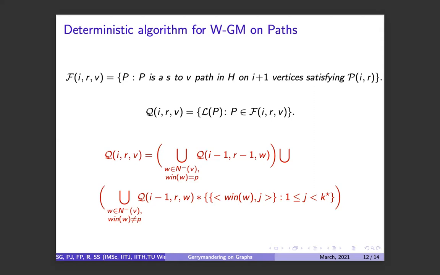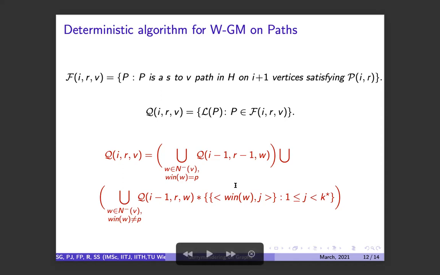Okay, so if there is an S-to-V path, then this must come to V via some in-neighbor of V, right? So we look at all the in-neighbors of V, let's say W. W is a neighbor of V, and now two things can happen. Either P wins at this vertex W, that is the district corresponding to the vertex W, or P does not win in this district. Okay, so if P wins, then P to W is an unlabeled arc.